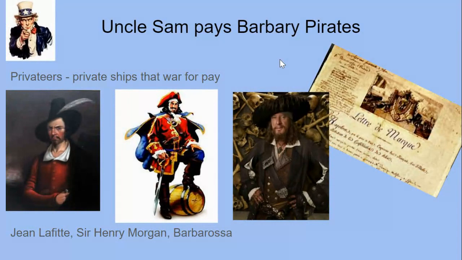Now, ironically, some of the pirates we know best were actually privateers. Jean Lafitte helped win the Battle of New Orleans in the Civil War. He's there on the left. Sir Henry Morgan went on to become governor of, I think it was Puerto Rico. So he was a privateer and he was knighted. And then Barbarossa is actually where Captain Hector Barbossa from the Pirates of the Caribbean movies takes his name. Barbarossa was, in fact, a Barbary pirate with a big red beard, and that's what the name actually means, Barbarossa.